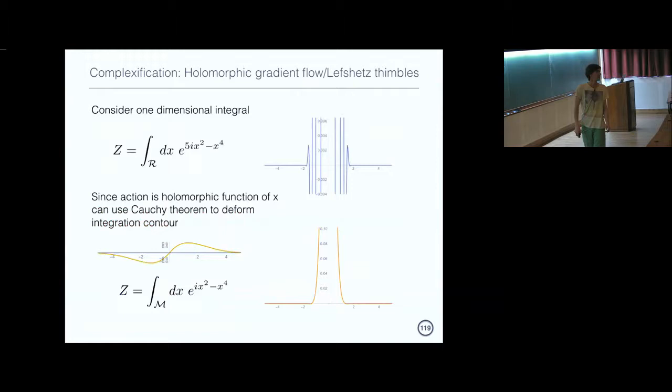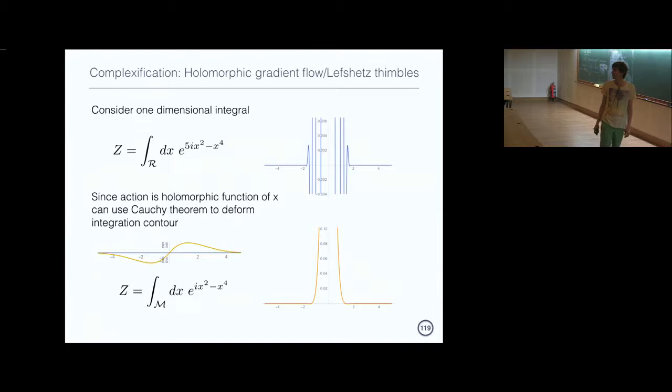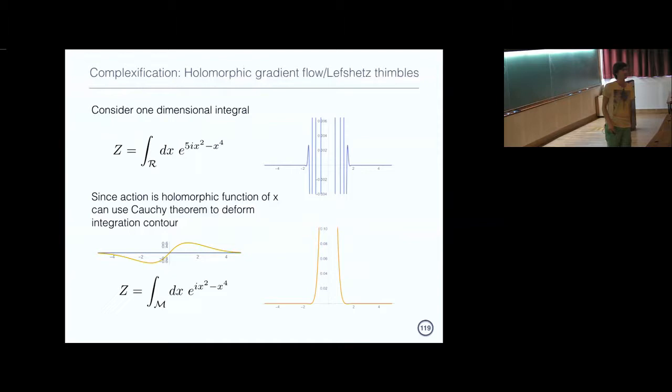So let's consider this one-dimensional integral here. The one-dimensional integral is e to the 5i x squared minus x to the 4, which we want to integrate over the real line. The integrand looks like this. It oscillates like hell, right? And I bet if you just put this into an integrator and tell it to do it with Monte Carlo, it's not going to spit out a result.